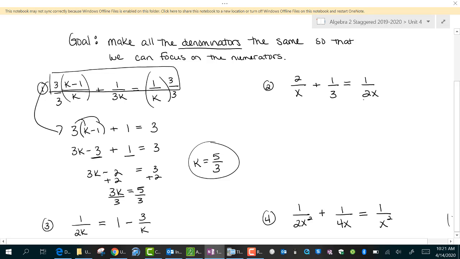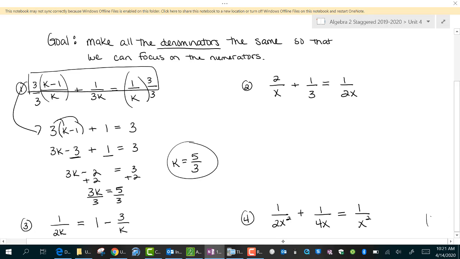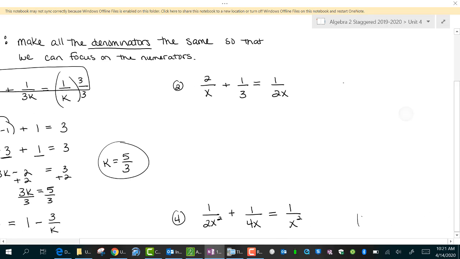So my lowest common denominator, if I wrote this off to the side here, again, I need a little bit of everything. So I need a 3, I need a 2, and I need an x. Well, 3 times 2 is 6, so my lowest common denominator is going to be 6x. I want to go through each fraction and see what I need to multiply by to make it equal 6x.